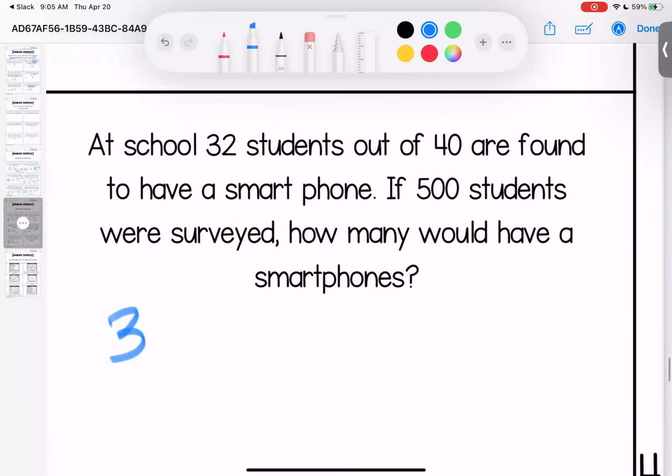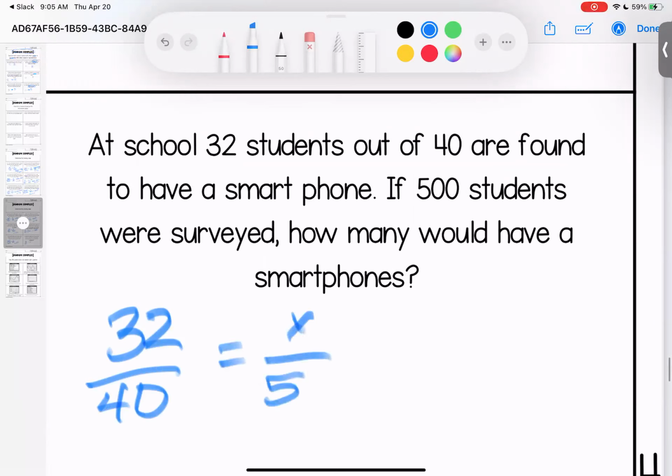There are 32 students out of 40 that have a smartphone. If 500 students are interviewed, how many of them have a smartphone? 32 times 500 divided by 40 gives me an X of 400.